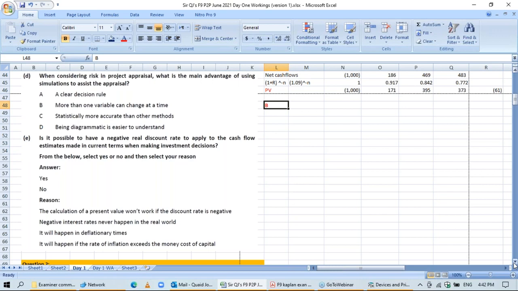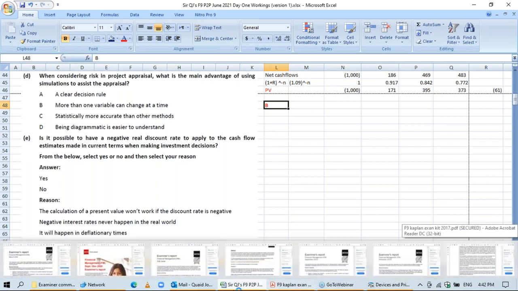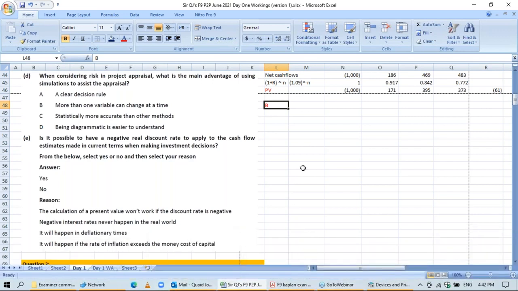Inflated cash flows are also known as money cash flows. So if we use a money cash flow, we will be using a money rate. But if we are using a real cash flow, we will be using a real rate. So over here, they are asking whether it is possible to have a negative real discount rate. A real discount rate will be applied to a real cash flow first of all. And they are asking, can a real discount rate be negative? So yes, it can be negative.